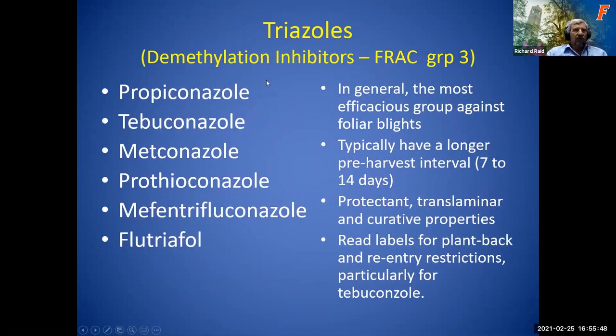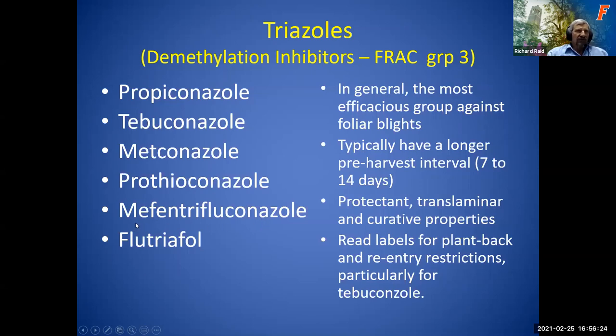In terms of the triazoles, we've had some old standbys. Propiconazole was really the first that came out and joined us on corn. And then we've had some others come along in more recent years. Many of these you're already familiar with, but for the most part, they're efficacious. These are probably the most efficacious group against the foliar blights. They do have rust activity, but they're really tops against the foliar blights.